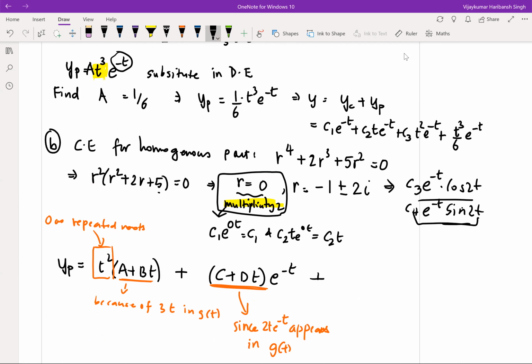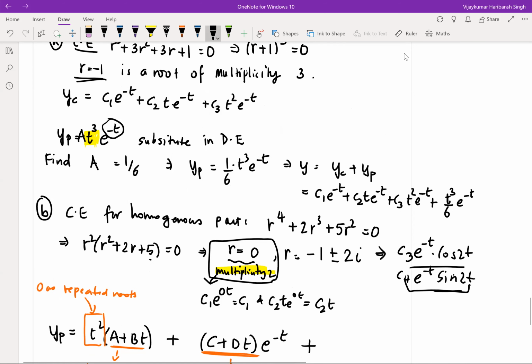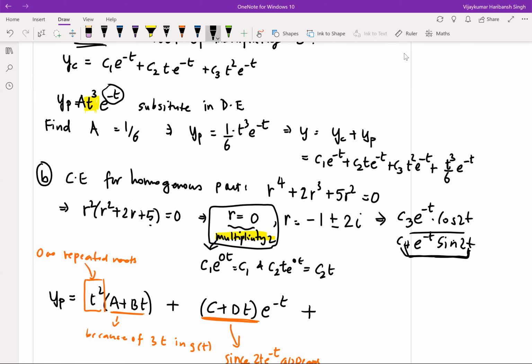Now for the third part, the contribution will be e to the power minus t sine 2t. Does that appear here? Yes, it does, as a solution. So now this will add up. How many times does it appear? It appears once as a root. So you multiply by t e to the power minus t times (e cos 2t plus f sine 2t plus g cos 2t). The earlier c and d are already taken. So this tells you how the form of yp should look.